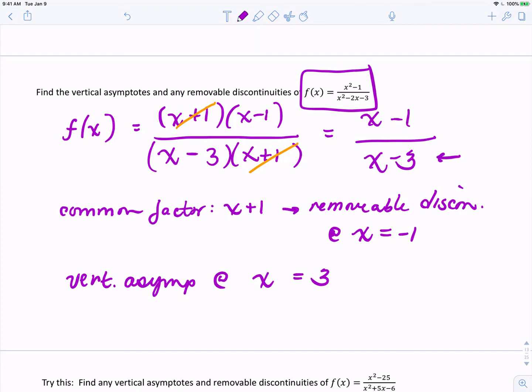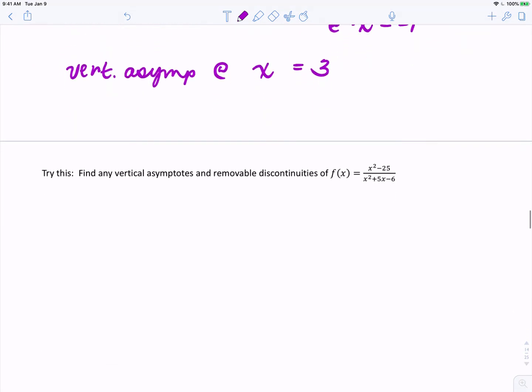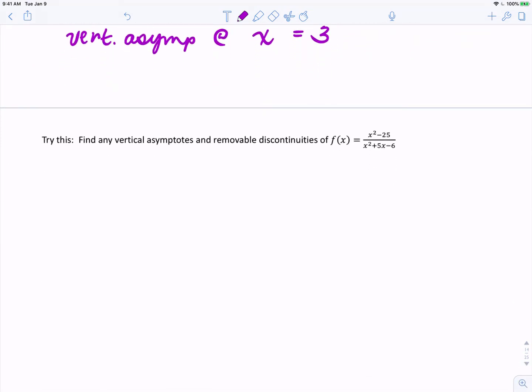When you graph with technology, the removable discontinuities don't show up on your graph. So that's why you have to do a little bit of analysis on your own and not just depend on what you see when you graph it with your graphing calculator. So here, why don't you try this one? Find any vertical asymptotes and removable discontinuities of f of x is equal to x squared minus 25 over x squared plus 5x minus 6.